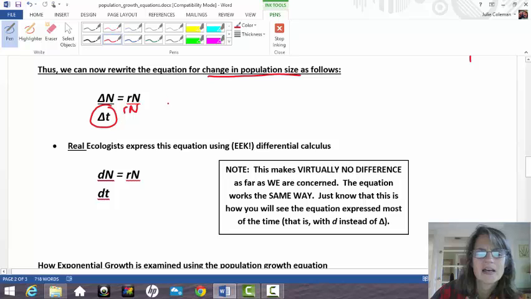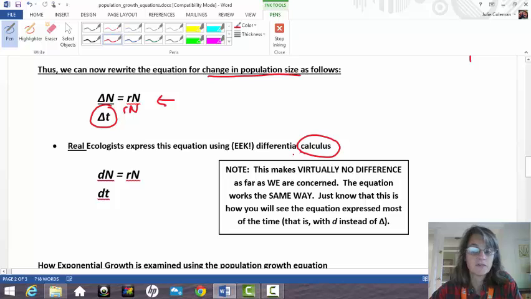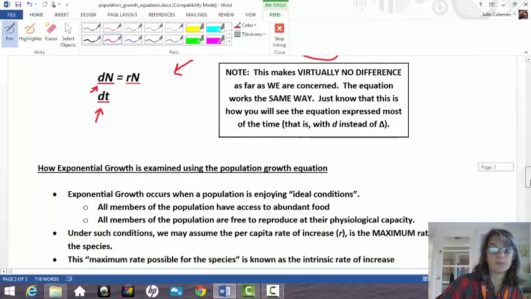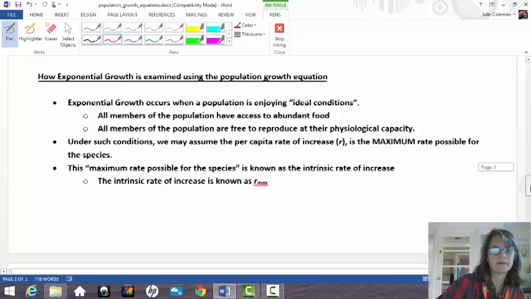Now, this is straightforward, simple. Real ecologists usually aren't so terrified of math as I am, and they use differential calculus, and they phrase this very equation like this, using these d's instead of the delta sign. It makes no difference as far as we are concerned. The equation works exactly the same way. Just know that you will see it with these little d's as opposed to the deltas sometimes. I think that's how it's shown to you on your formula sheet on the AP exam, okay?